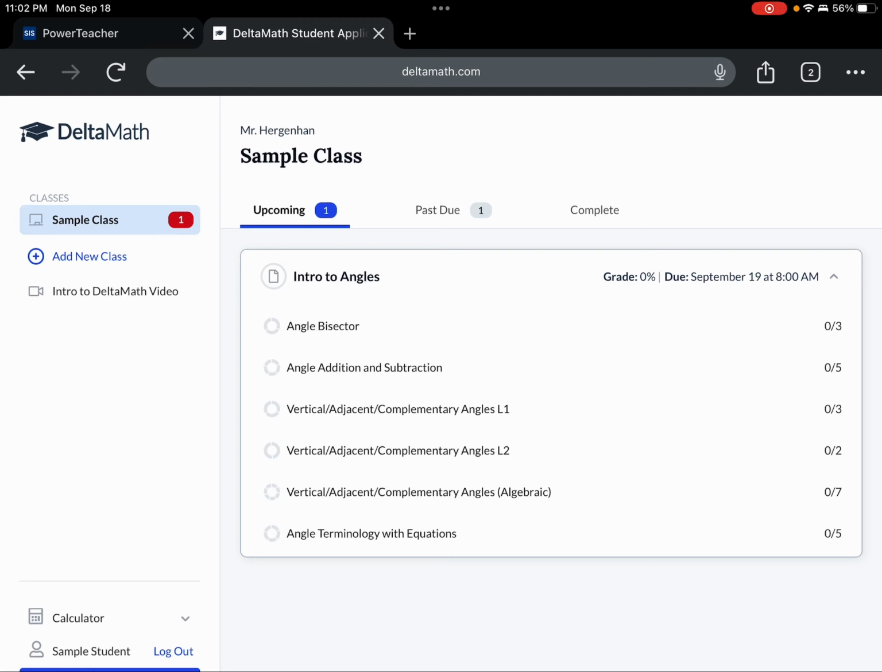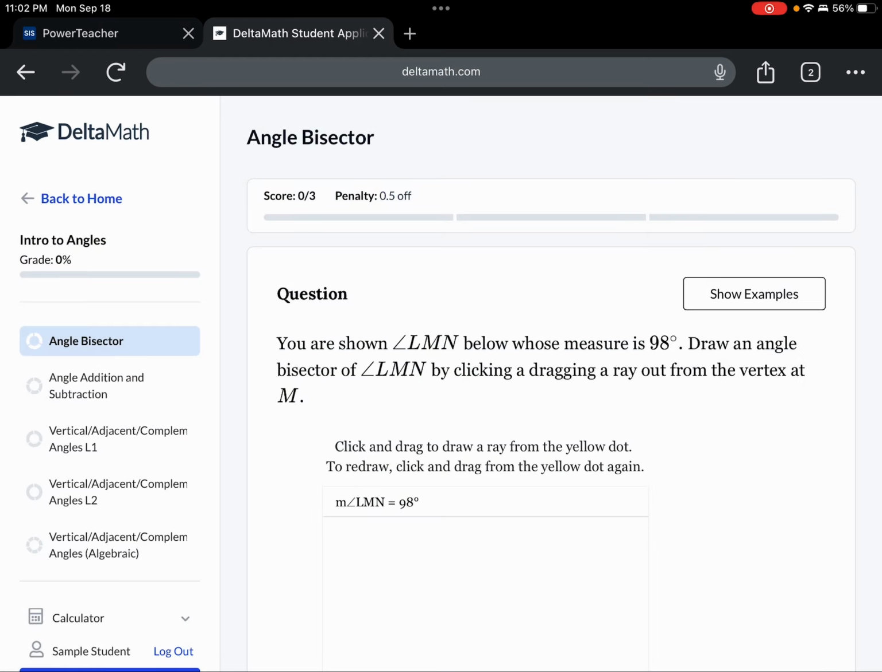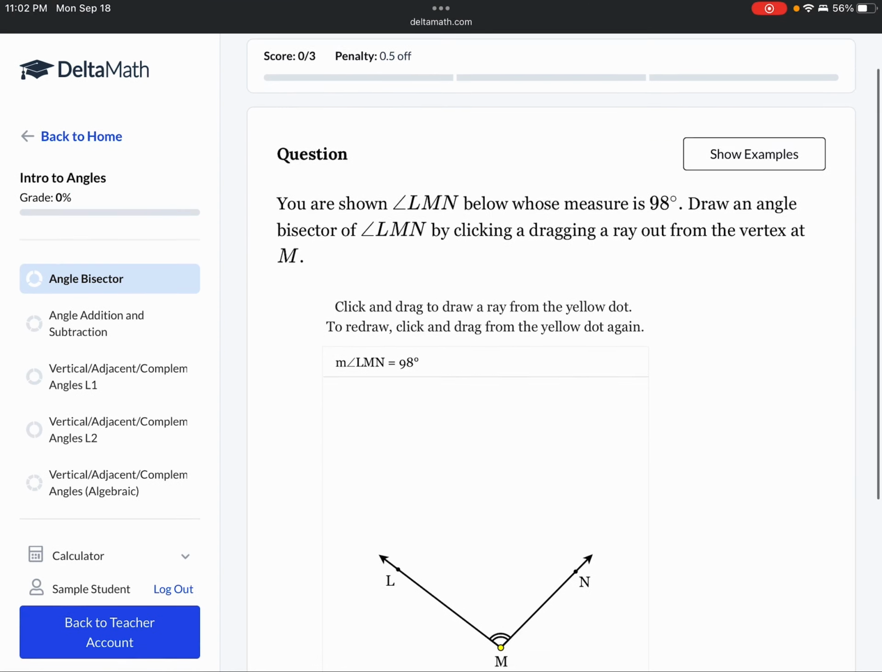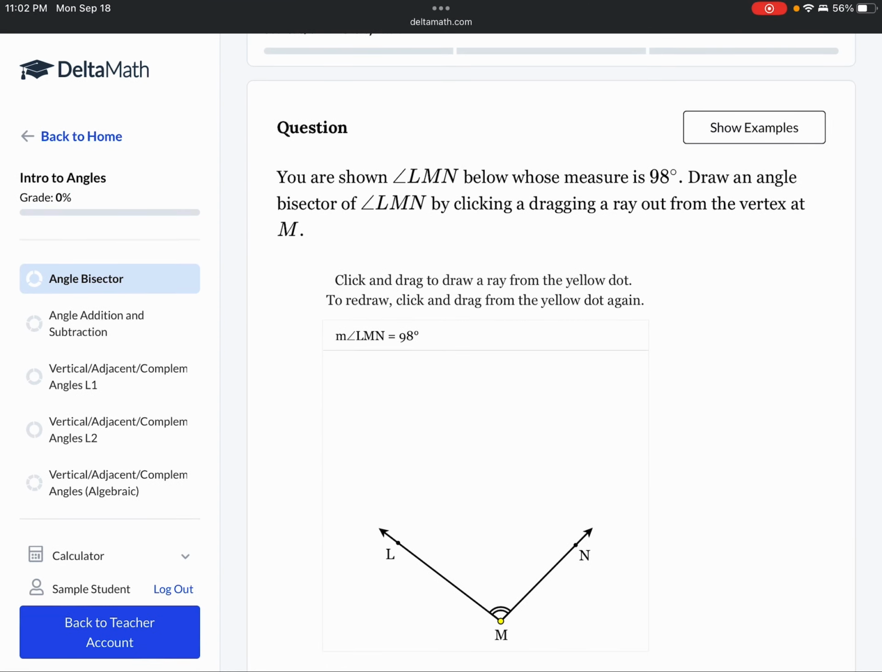I want to walk you through one of each type of problem, just so you can see what it means. The first one says angle bisector, and it's actually going to be kind of interesting because the first thing you're going to have to do is draw an angle bisector. Here's angle LMN, it's told it's 98 degrees, and it says go to point M, and drag away from it to find a line that, oh, look, here's my ray. Here's my thing that's going to cut this angle into two pieces.